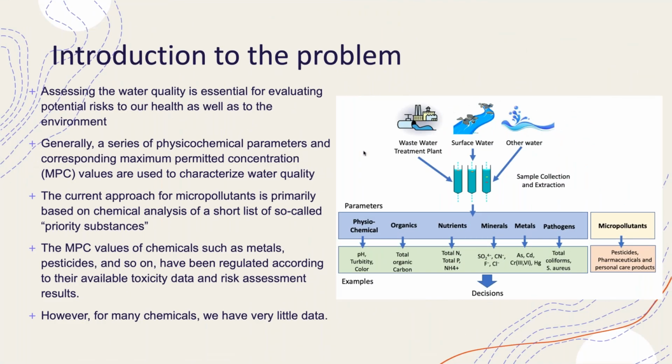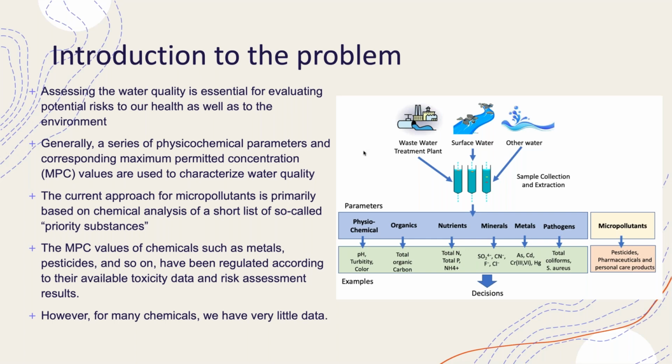As many of you know, the testing of water quality has been going on for a long time, and it really has a very standardized set of parameters that are being looked at. Generally speaking, water samples are collected, and then a variety of physiochemical parameters are examined. Things like total organic carbon, the pH, turbidity, color, nutrients, minerals, etc. All of these different endpoints are examined and then compared to what is permitted. What are the maximum permitted concentrations? That's what's used to make decisions about water quality.